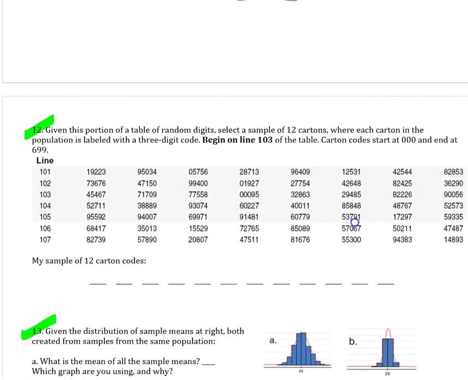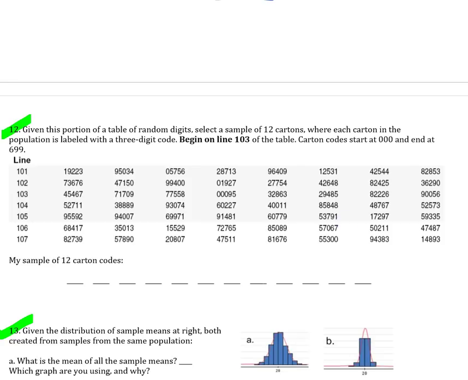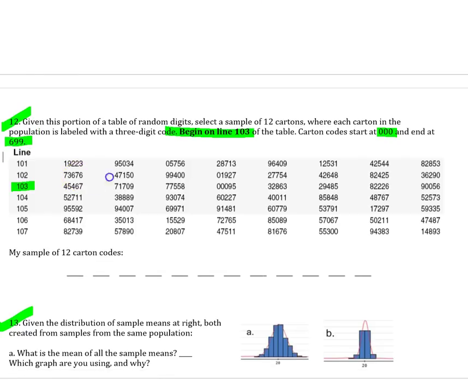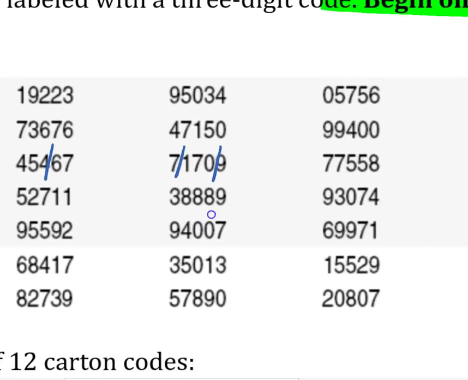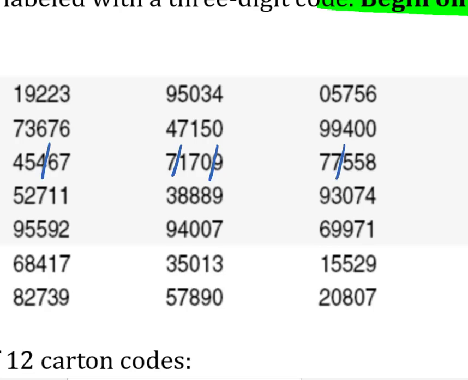Okay, we talked about how to use a random digit table to randomly select people. So an important thing to note is you need to start on the line that it wants you to. So in this case, it wants me to start at line 103. We're going to select 12 cartons, and each carton has been labeled with a 3-digit code, and the codes go between 000 and 699. Okay? In order to do this, you want to just mark off, we'll zoom in here, every 3 digits, ignoring the spaces, to help you come up with the random digits that come up.